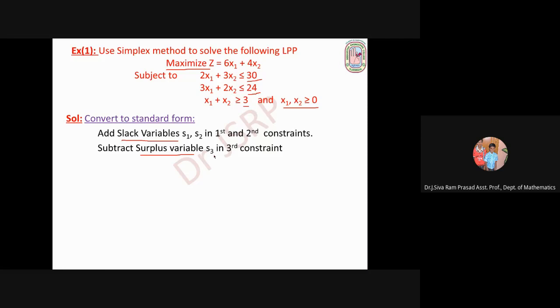What is the first constraint? 2x1 plus 3x2 plus s1 equals 30. So in the first constraint, we add slack variable s1, and the inequality becomes equality. Next, the second constraint: 3x1 plus 2x2 plus s2 equals 24. Third constraint: we subtract surplus variable s3, so x1 plus x2 minus s3 equals 3.